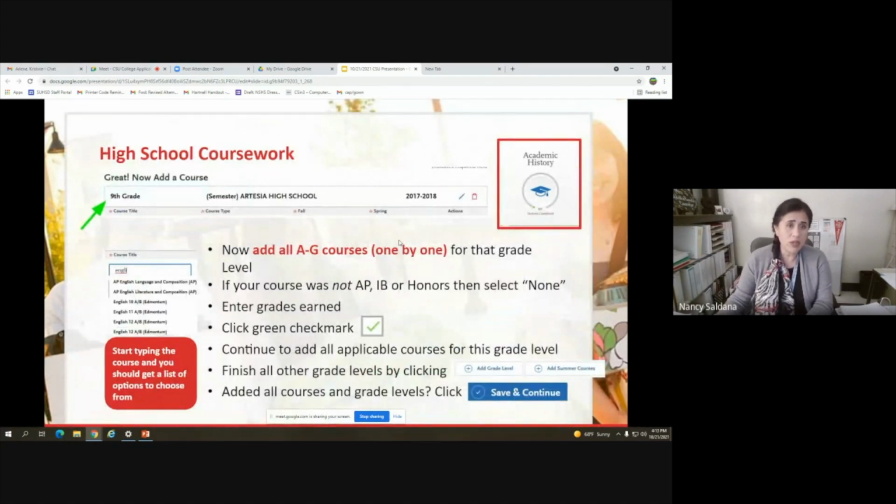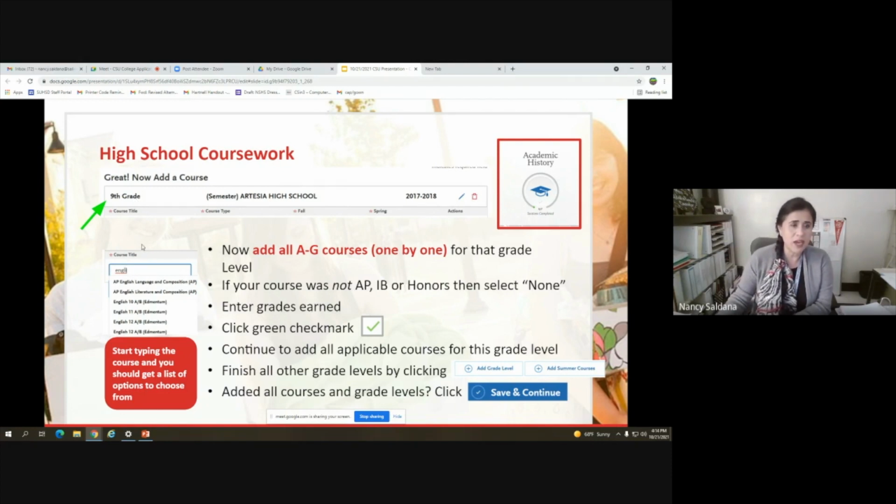So this is how it would look once you select 9th grade. It's going to show up like this. It's going to state that you are currently working on 9th grade. It's letting you know which school you are going to be reporting on. For the majority of you, it's going to read North Salinas High School and the year that you were in 9th grade. So make sure that you verify that you are inputting the correct classes for the grade level that you are going to input.